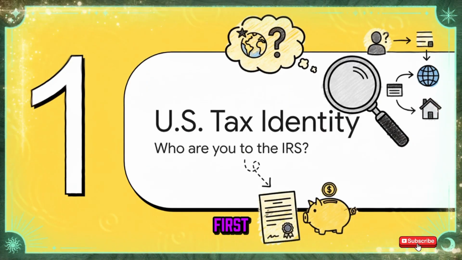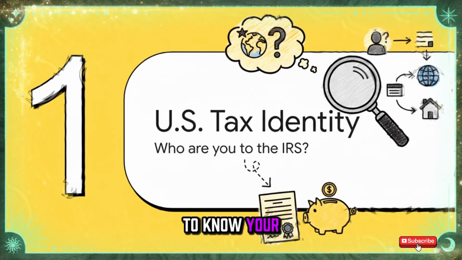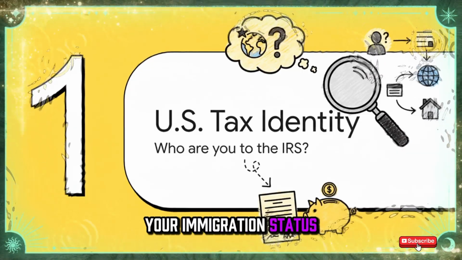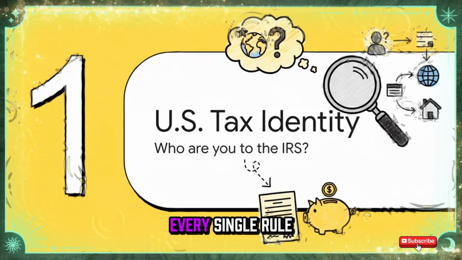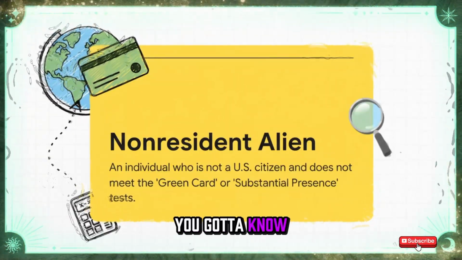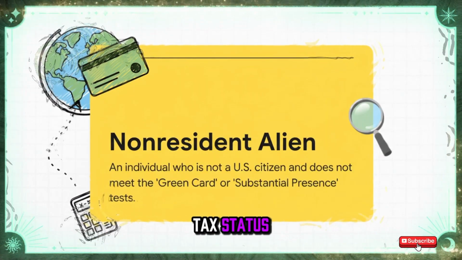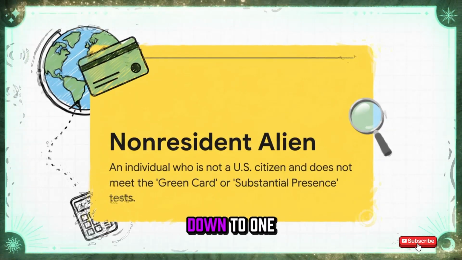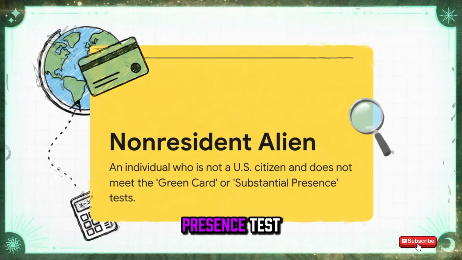First things first, before we can even talk about how you're taxed, the IRS needs to know your status. And look, this has nothing to do with your immigration status. This is a very specific tax definition that determines every single rule that's about to apply to you. So the term you gotta know is non-resident alien. It's a precise tax status. If you're not a citizen and you don't have a green card, your status boils down to one thing, a math formula called the substantial presence test.